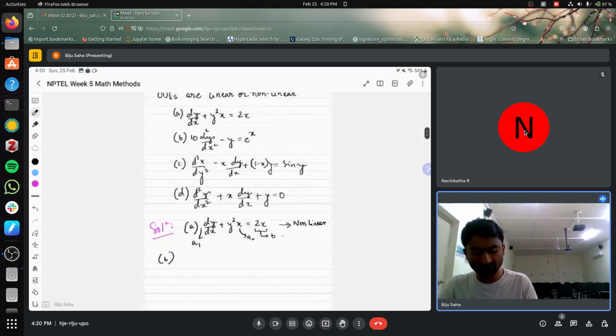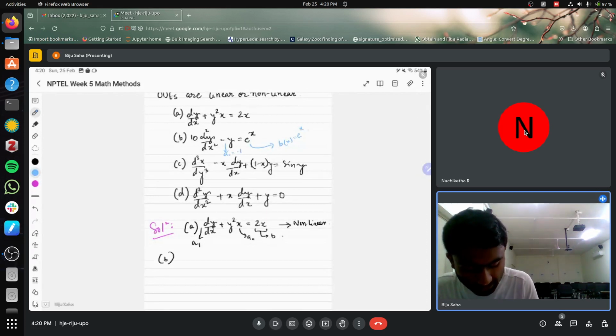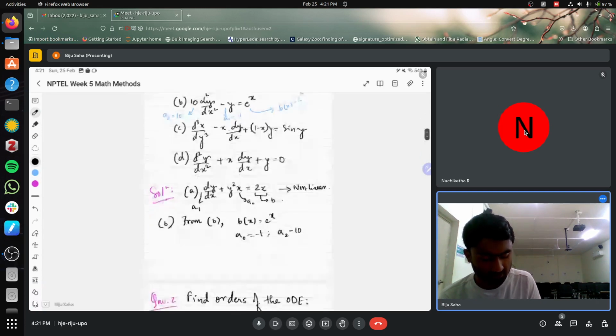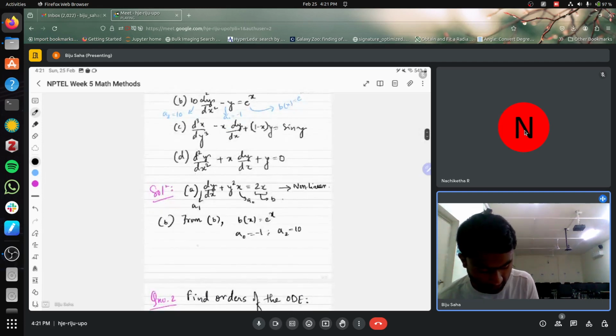The second equation, when you see, this is my b and it is a function of x alone, and my a0 is equal to -1 and a2 is equal to 10. So what we see from b, since they are all either constant or functions of x alone, is that it is linear.